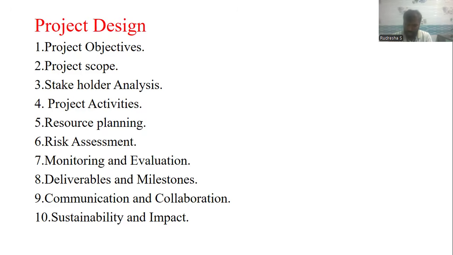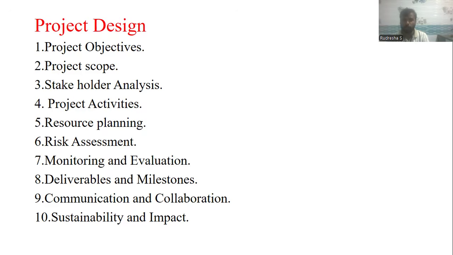See, project scope determines the boundaries and extent of the project. This includes identifying what the project includes and excludes, as well as constraints and limitations. These are all the project scope.